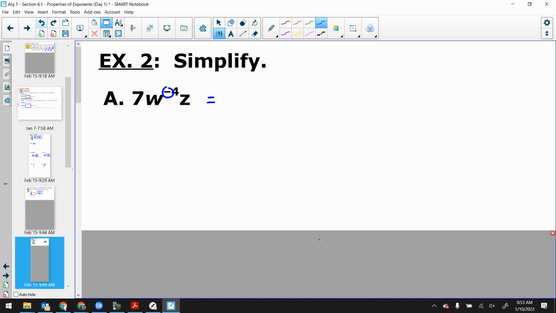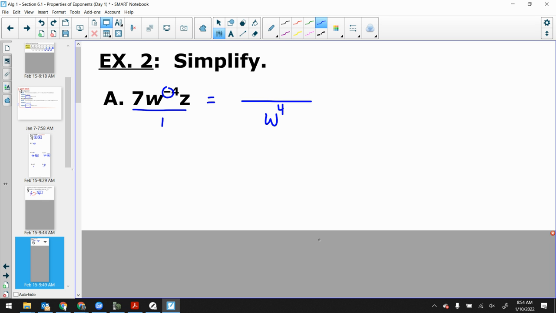Okay? So, what moves down into the denominator? Just the w gets moved down to the denominator. And the exponent becomes positive when it does. Okay, so what does it mean about my 7 and my z? Yeah, we just leave them on the top. We don't move them. They were fine where they were.